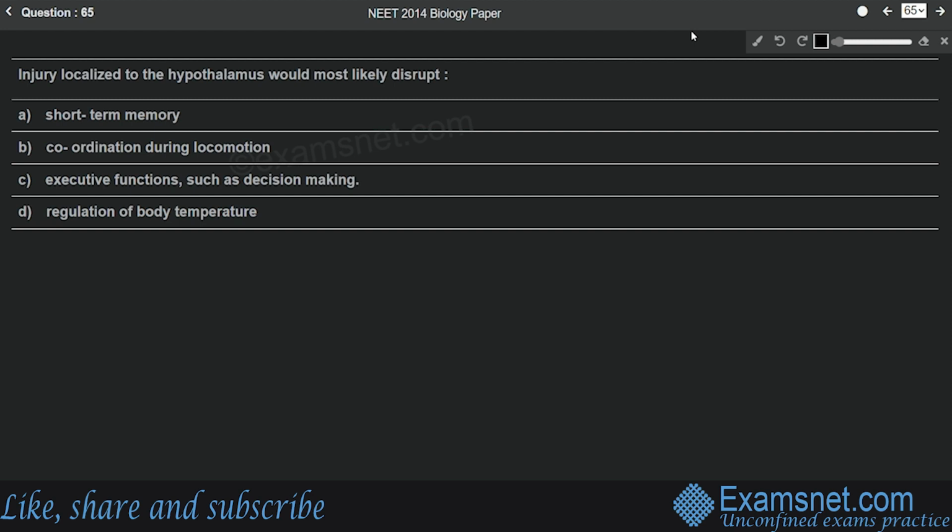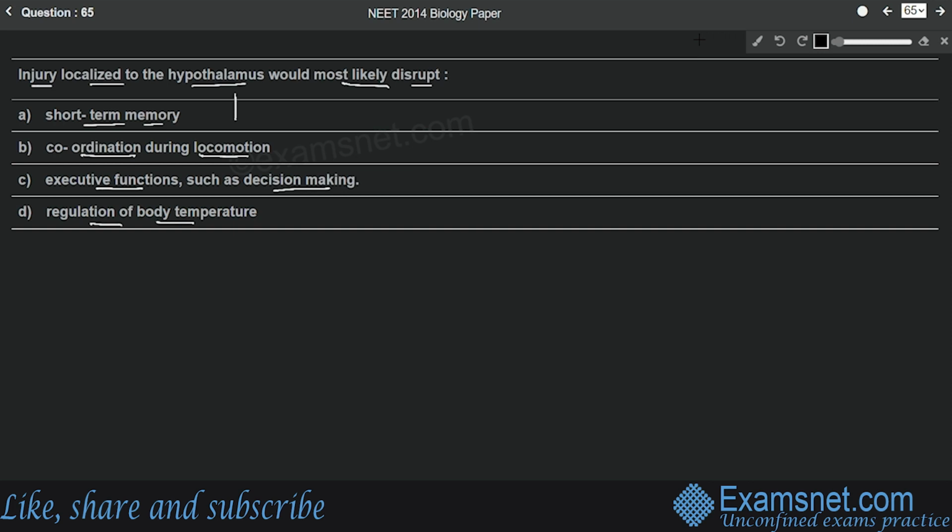Question number 65 is again from the chapter Neural Control and Coordination, and the question is: injury localized to the hypothalamus would most likely disrupt. Option A, short-term memory. Option B, coordination during locomotion. Option C, executive functions such as decision making, and option D, regulation of body temperature.